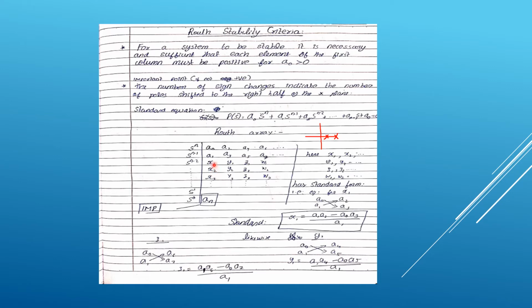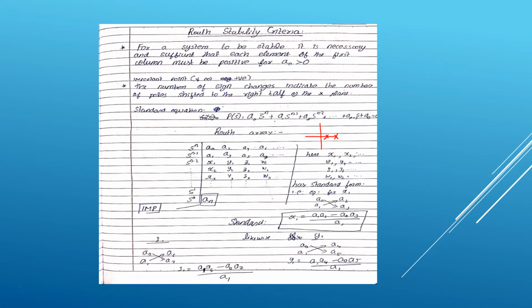For the next row, taking x1 as the reference, the remaining terms will change. Likewise, h2 is x1 into a3 minus a1 into y1, divided by x1. Then x1 into a5 minus a1 into z1, divided by x1. Then x1 into a7 minus a1 into w1, divided by x1. These are the terms for h2, y2, z2 and w2, etc.